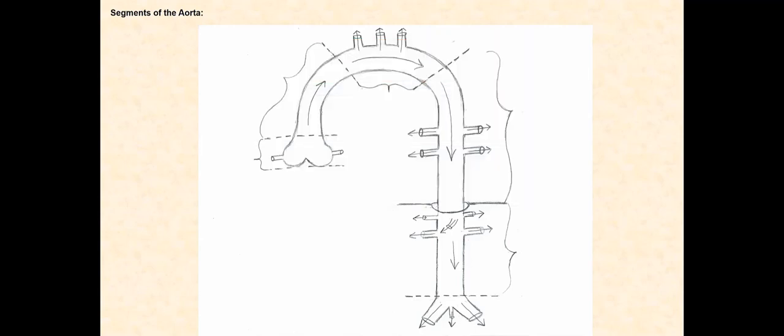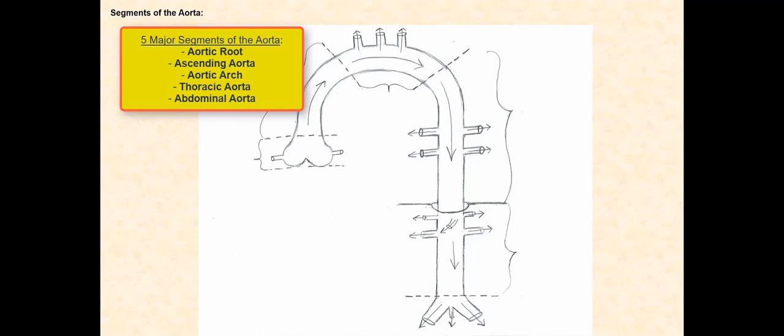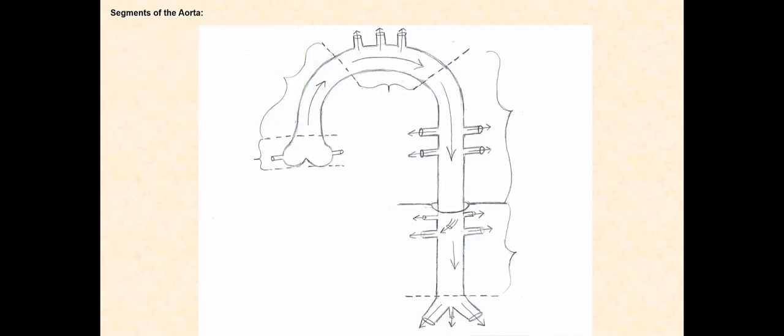The aorta is divided into the following major segments: the aortic root, the ascending aorta, the aortic arch, the thoracic aorta, and the abdominal aorta. These segments are determined by where along the length of the aorta we are at. The root of the aorta, or aortic root, is anchored to the base of the heart.